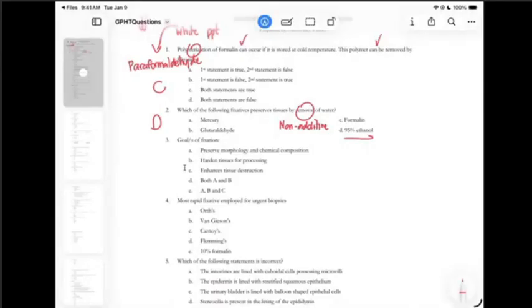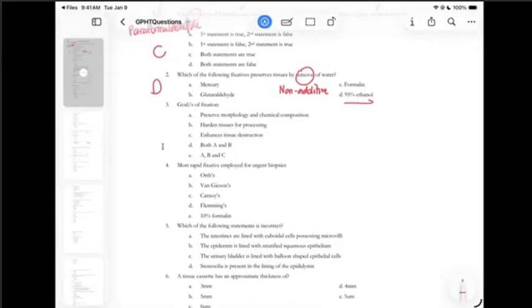Yung other choices like mercury, glutaraldehyde, and formalin all follow the additive mechanism. Pag additive mechanism, yan yung that happens when the fixative becomes part of the tissue and it stabilizes the tissue proteins. So for mercury, glutaraldehyde, and formalin. But those that remove water, that's ethanol or alcohols. So that's number two, letter D.